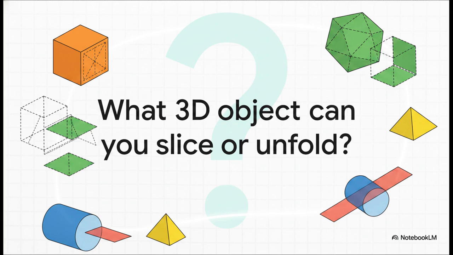Wow, we have covered a lot of ground today. You now know that 3D shapes are fat, not flat. You know all about their faces, edges, and vertices. You've uncovered the unbreakable math of Euler's formula, and you've sliced and unfolded these structures right in your own mind.